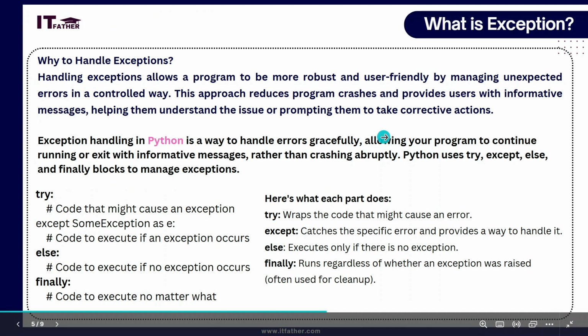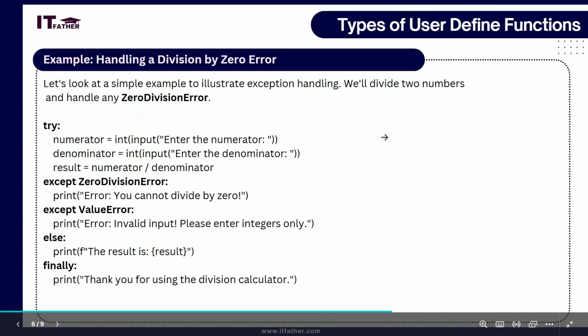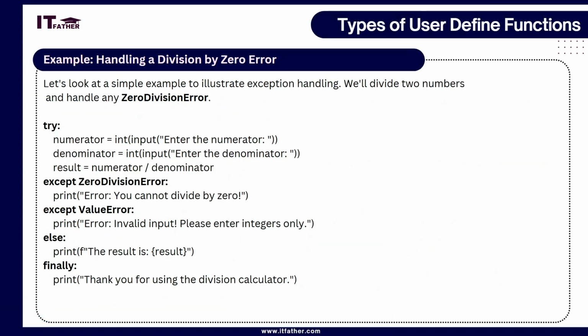Okay, so we have understood. Now let us check one example here. Zero division error: if you are trying to divide a number by 0, it will throw a zero division error.